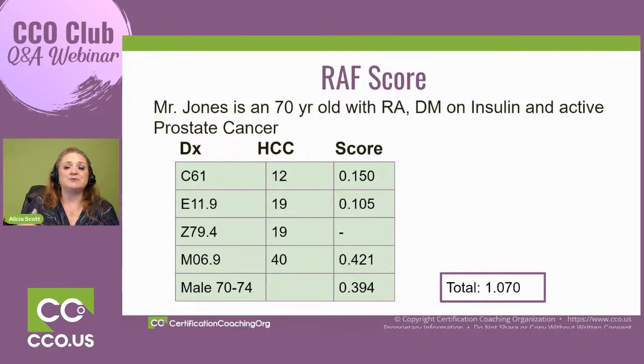Now, M06.9, that's a 40. It's an autoimmune disease, and it's a hefty score at 0.421. So we add the male 70 to 74, which is 0.394. And look, he makes the average 1 plus 0.70. So he gets 70% more than a person that had a RAF score of 1, because of the conditions that this patient has that need to be treated.